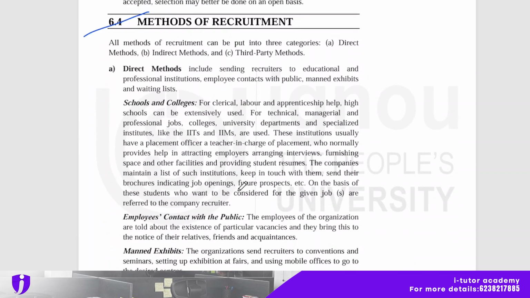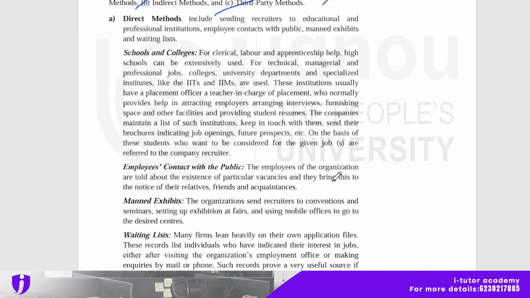All methods of recruitment can be put into three categories: direct method, indirect method, and third party method. Direct methods include sending recruiters to educational and professional institutions, employee contact with the public, manned exhibits and waiting list. Schools and colleges are used for clerical labor and apprenticeship help. High schools can be extensively used for technical, managerial and professional jobs. Colleges, universities and specialized institutes like the IITs and IIMs are also used.